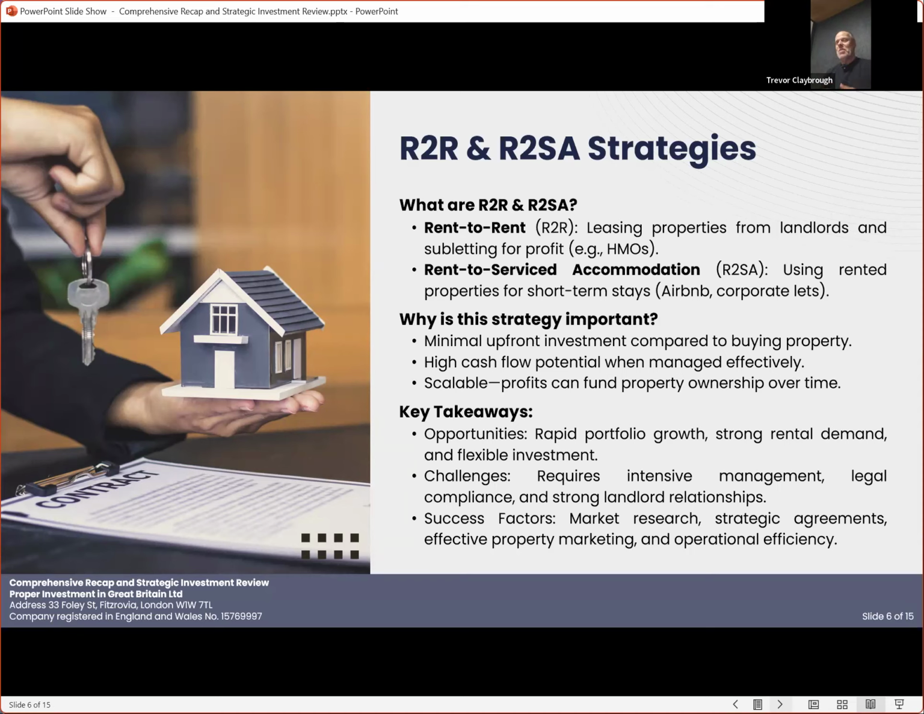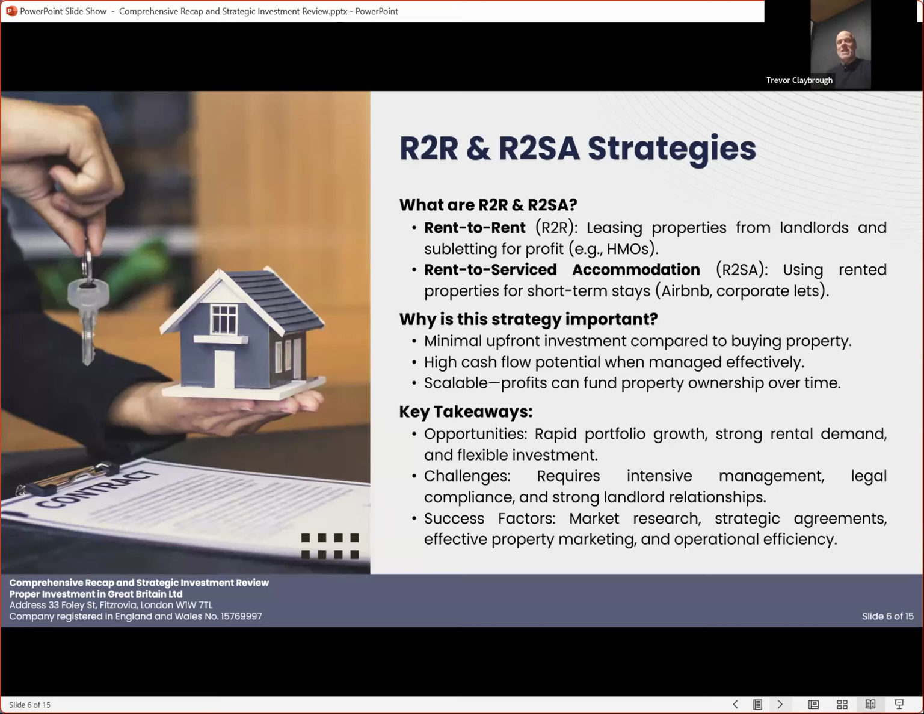But at the same time, as you're not buying them, you can get the cash flow, but you're not building up a portfolio with equity and potential for capital appreciation. But it can be a good way to start if you have a lot of time to be able to find the properties and to manage them. And what it is, rent to rent is renting a property from a landlord at a fixed rent with the agreement that you're able to sublet, typically as an HMO on a room by room basis.